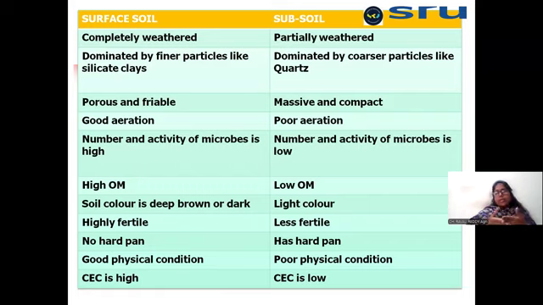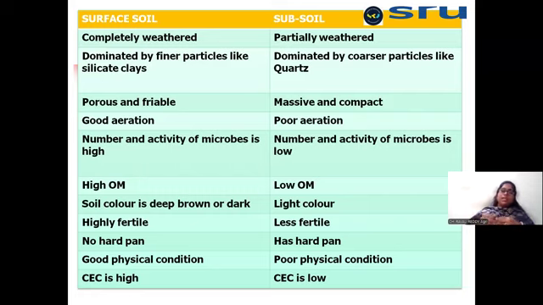It has good aeration, and due to the presence of high organic matter, it is darker in color, and it has high microbial activity, and it is highly fertile. There is no hard pan occurrence here, and good physical condition and also high CEC.